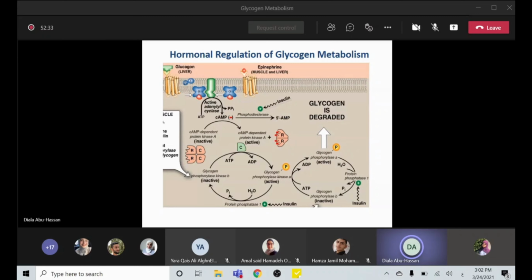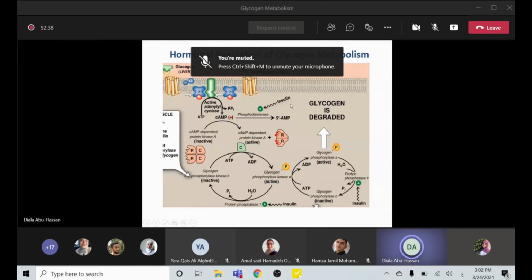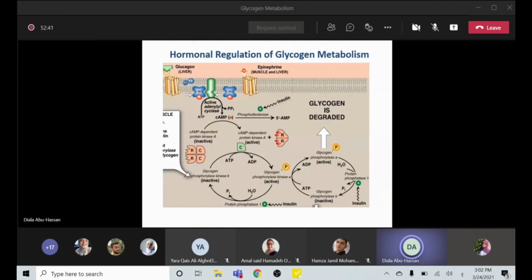How does this happen? So definitely after the carbohydrate-rich meal, insulin is going to get released. More uptake of the sugar. This insulin binds to its receptor, the receptor tyrosine kinase, and this binding is going to activate its signaling pathway and activating an enzyme called phosphodiesterase. Phosphodiesterase degrades the second messenger cyclic AMP to 5' AMP, so it's inactive anymore. It does not activate this cycle of events, so there would be inactivation or inhibition of glycogen degradation.